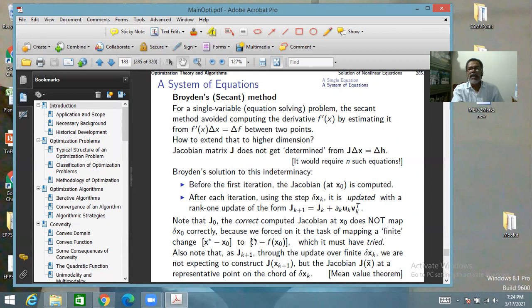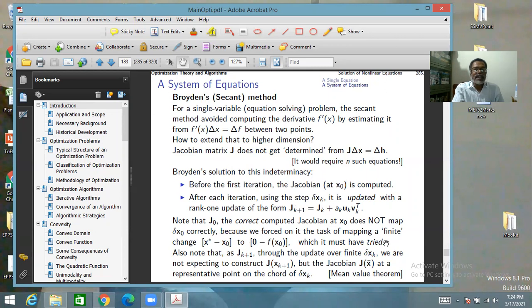The reason is that the Jacobian is supposed to map an infinitesimal change in x to the corresponding change in h. We gave it the task of getting the finite change, and so it could not do it. Of course, it tried, but it could not do it because that was beyond its power.